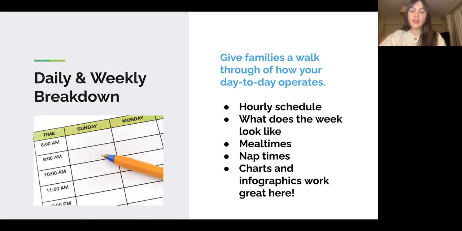You can include this. Meal times, nap times. Again, use charts and infographics here as much as you can. This helps the information be so much more digestible. And also parents can just print this out and stick it on their fridge if it's in chart form. That way they know, oh, today my daughter has this at 3 o'clock. She's going to have her music class, and maybe she's excited about that. Again, this is just things that parents like to know.